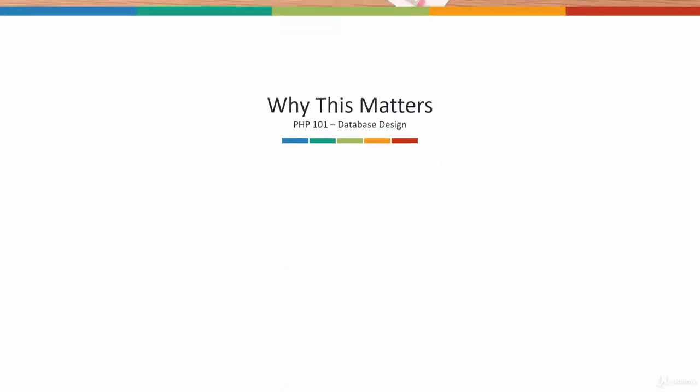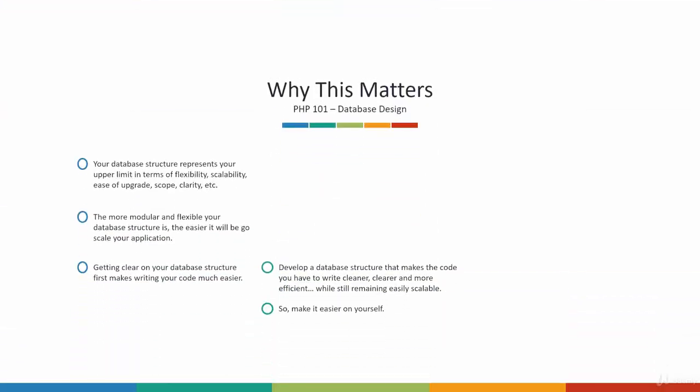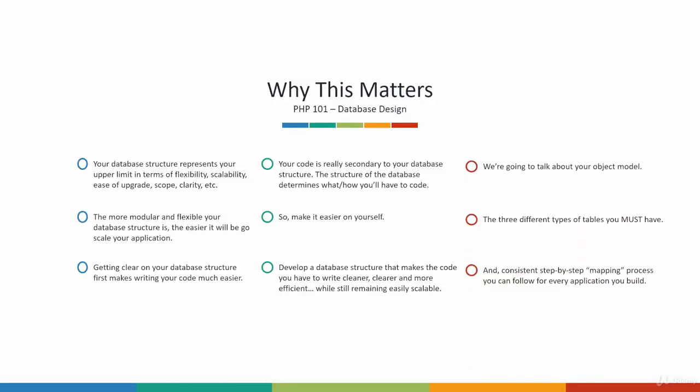All right, so why does this sort of thing matter? Well, the thing to get is that your database structure represents your upper limit in terms of the flexibility, the scalability, the scope, the clarity, the ease of upgrade of your application. Your database structure is really what determines that. It's not your code. Your code flows from both your object model and your database structure. So if you get your database structure right, if you build it for flexibility, for scalability, and all those things, then it's going to make your life a heck of a lot easier. And so that's one of the reasons why we want to do this.